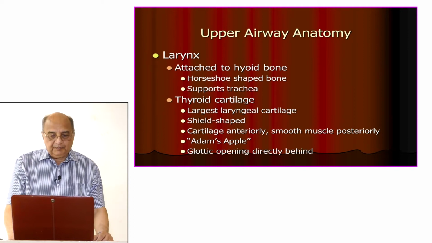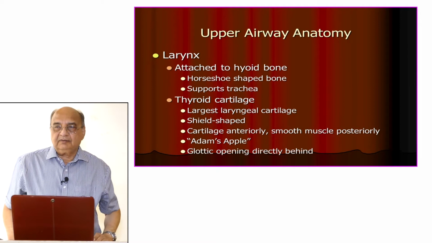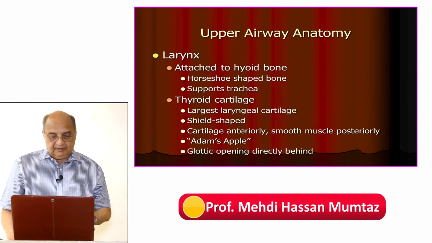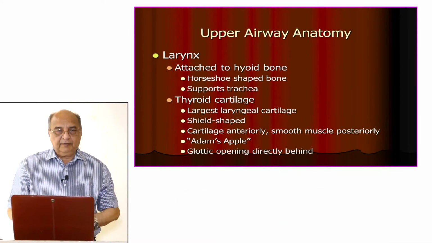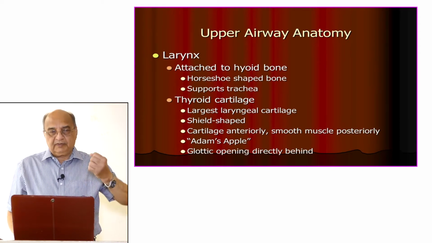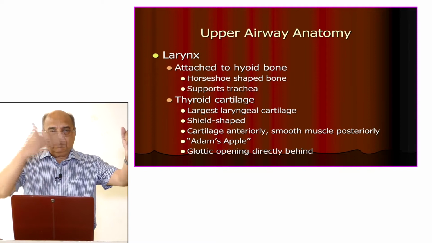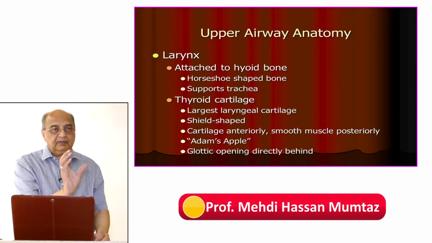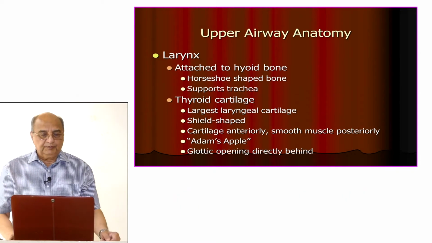And in some people, it's a very prominent thyroid cartilage called Adam's apple. Now, behind the cartilage is the glottic opening, which is directly behind it. So, if you put the laryngoscope in and the tip of the laryngoscope is in the vallecula, you lift it upward and forward, so the epiglottis is automatically lifted up and you can see the laryngeal aperture there. It's very easy to pass a tube.